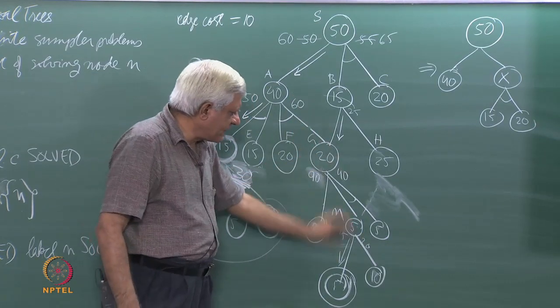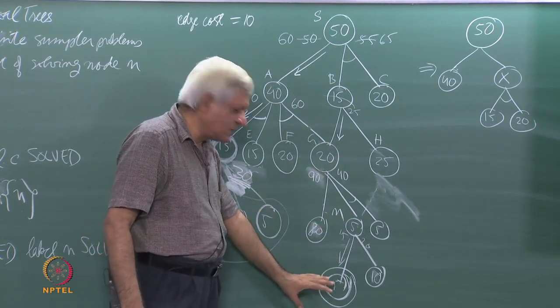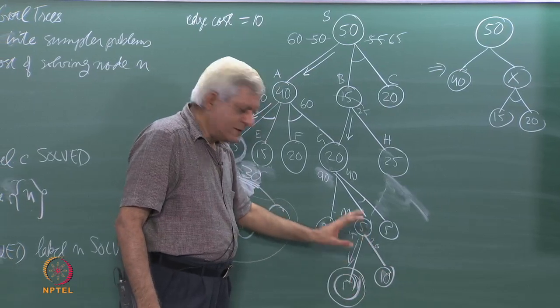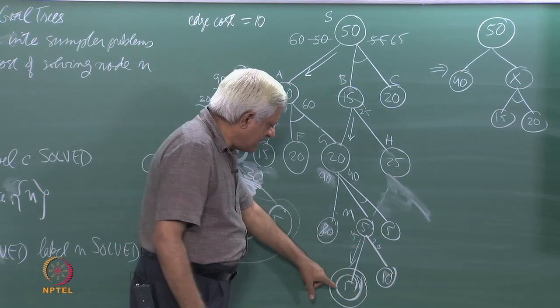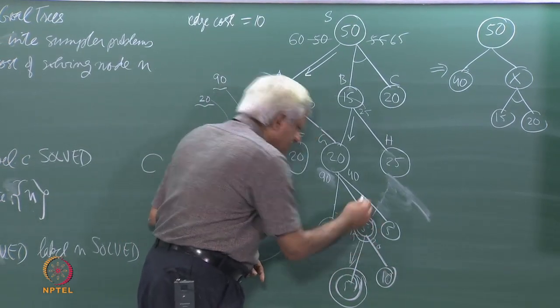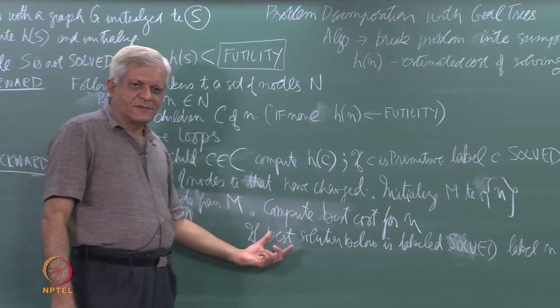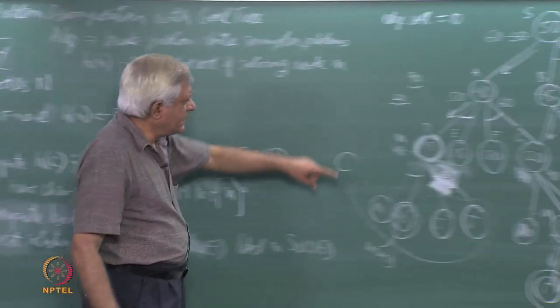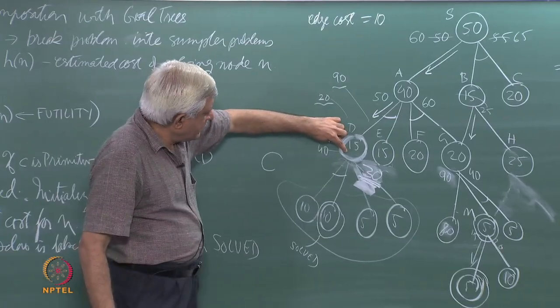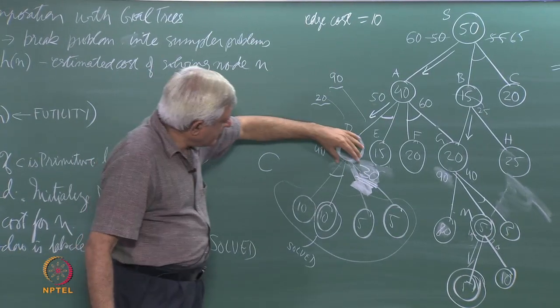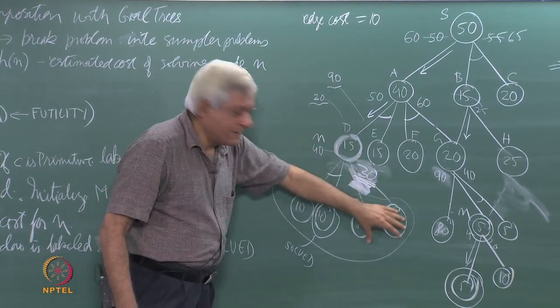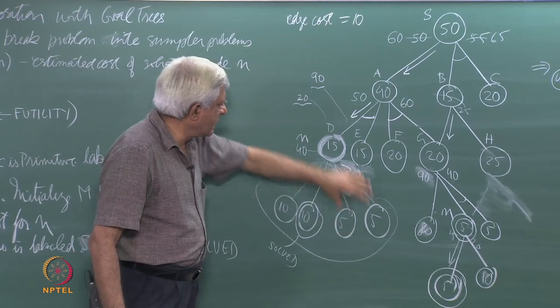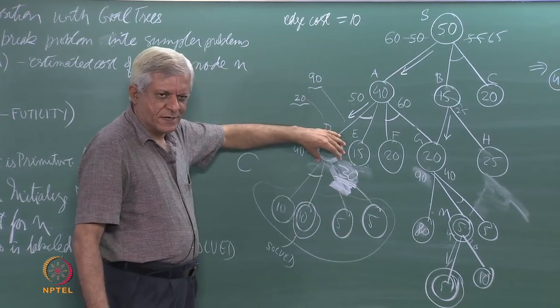Initially I thought it was going to cost 5, but after I expanded it I know that either I have the choice of 15 or a choice of 20. The best cost is 15, and this is labeled solved. So, I must label this also as solved, that is a step here. If the best solution below it is labeled solved, then label that node solved. If I have to label this node solved, then the better solution, which is this side, both of them must be labeled solved. If both of them are labeled solved, then I can push the solved label here.